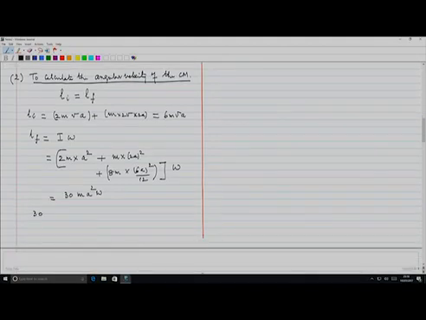So equate this: 30 m a squared omega is equal to 6 mVa. So m and m will cancel, a will get cancelled. I will have omega is equal to v divided by 5a.